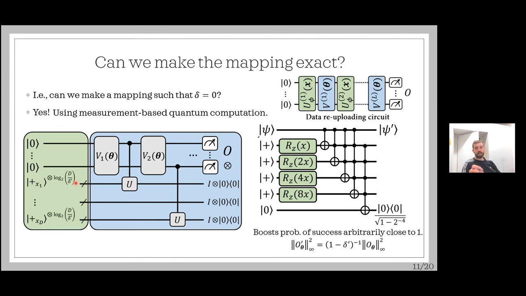Yeah, I would just do this stuff here twice, measure the ancillas, and then post select on seeing the zero outcome, right? The one that identifies if the MBQC was successful. And then you should get the exact kernel implemented by this re-uploading feature map. Should you not?